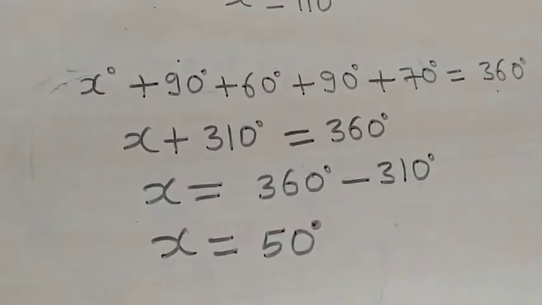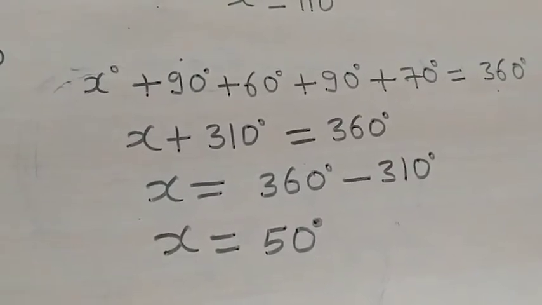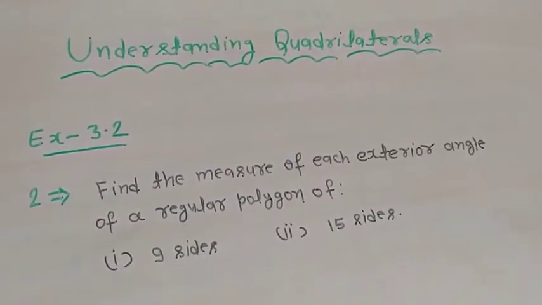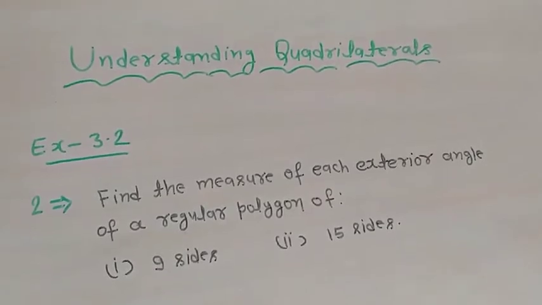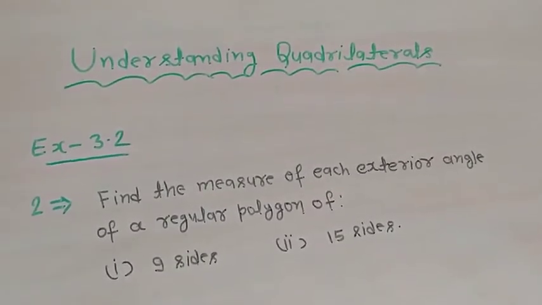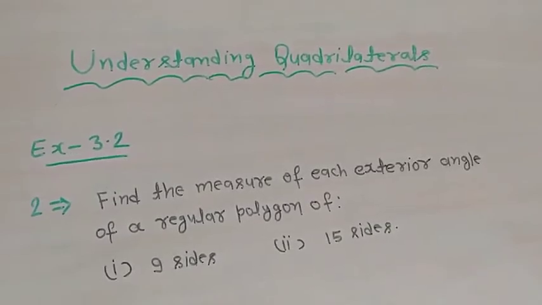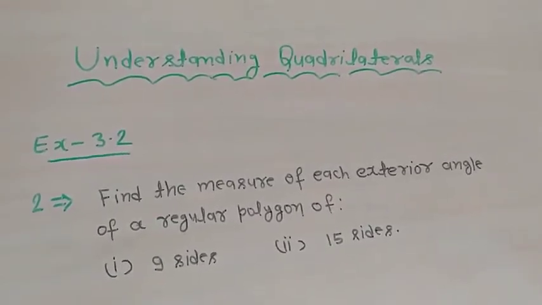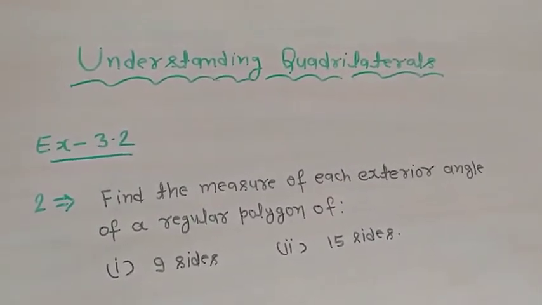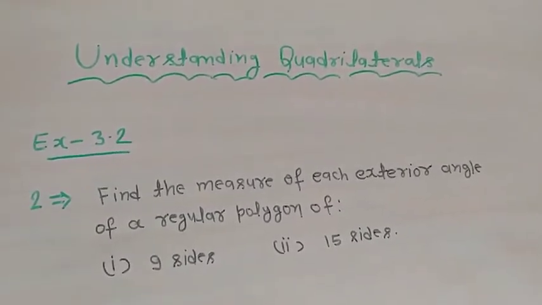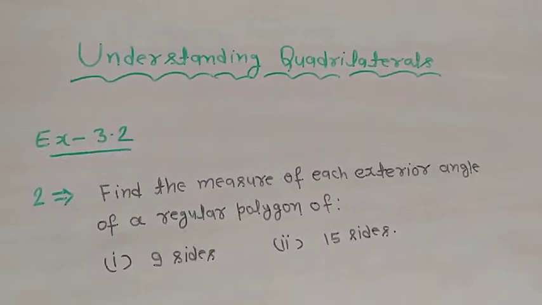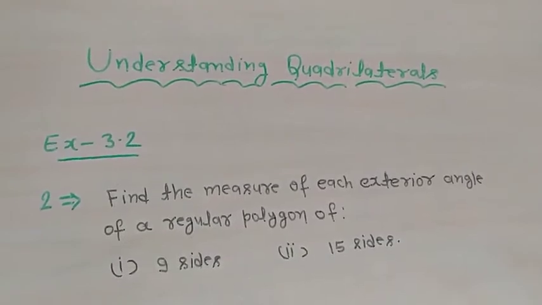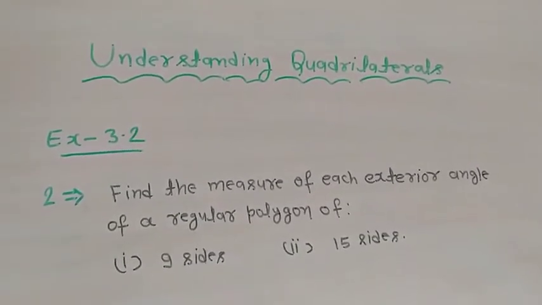Now we are going to solve question number 2 of this exercise 3.2. Find the measure of each exterior angle of a regular polygon, 9 sided and 15 sided. The 9 sided polygon and the 15 sided polygon are given. We find exterior angles. Okay, so the polygon is a regular 9 sided polygon and a regular 15 sided polygon. We find the exterior angles.